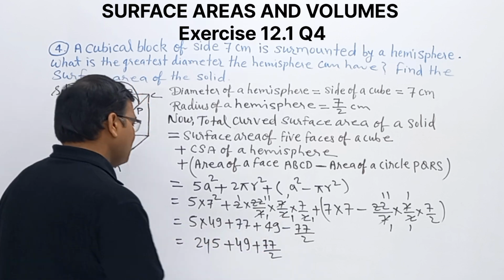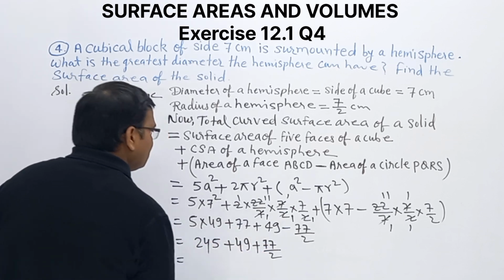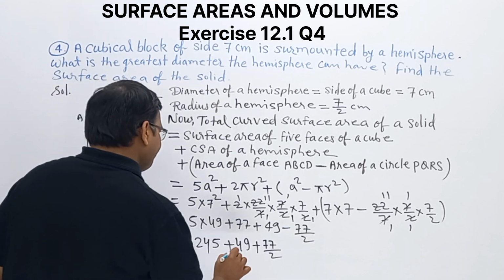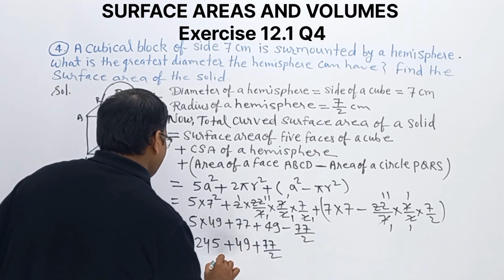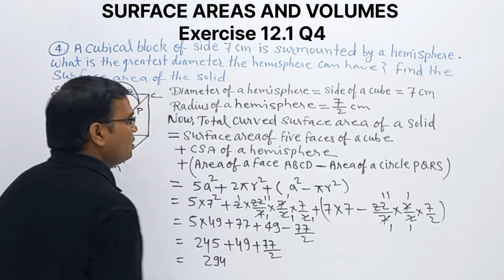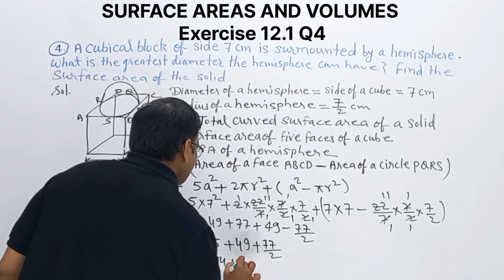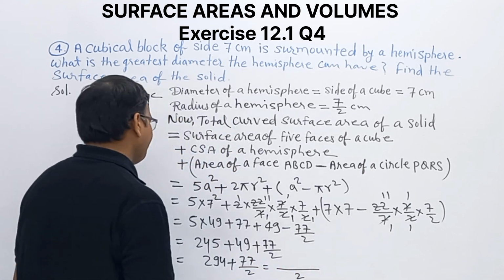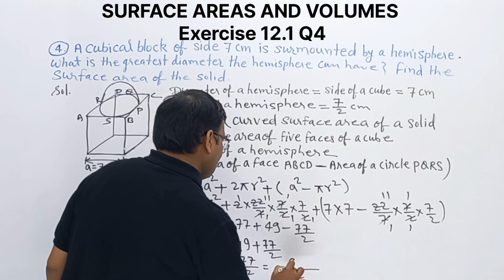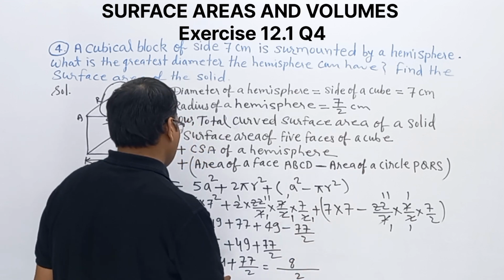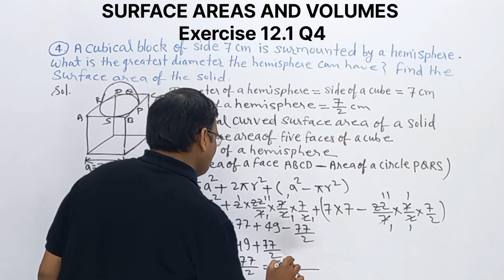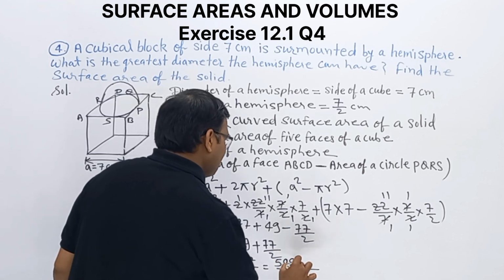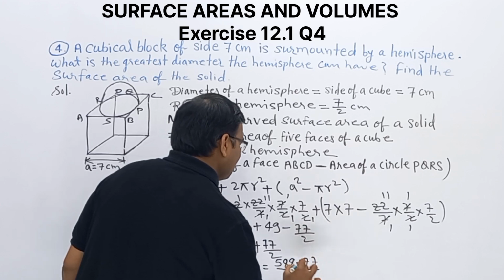Add both. What we are getting: 245 plus 49 is 294, plus 77 by 2. Take the LCM, 2 is the LCM. 294 times 2 is 588, plus 77.